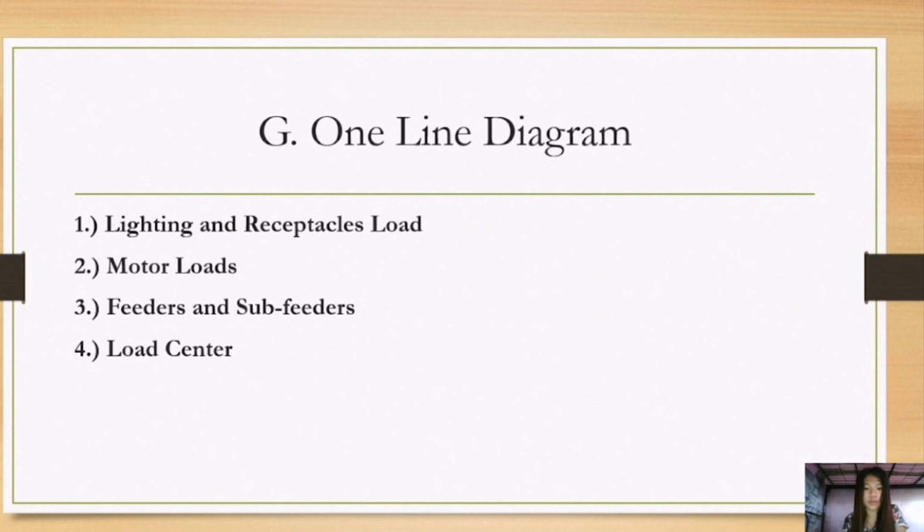Third, feeders and sub-feeders contains identification and labeling of feeders and sub-feeders, size and type of wires in raceway, protective device and controls, the allowable capacity of the conductor over the design load current, and in amperes expressed as a ratio and indicated alongside.